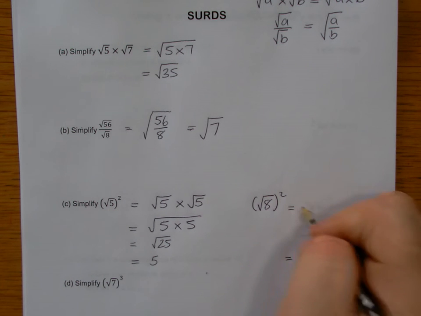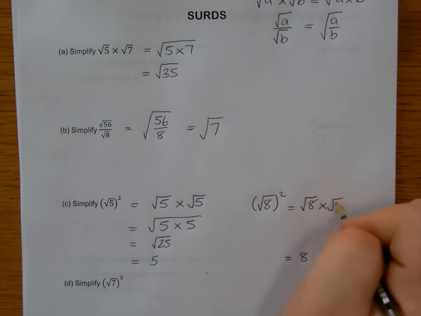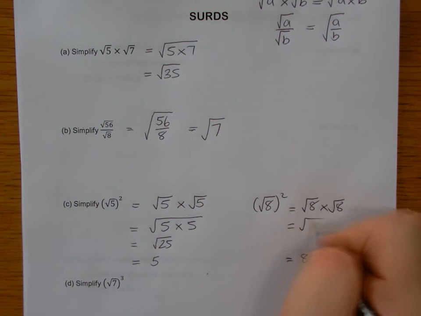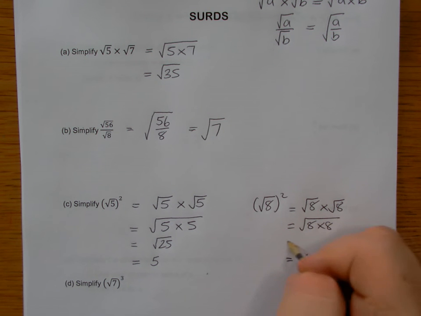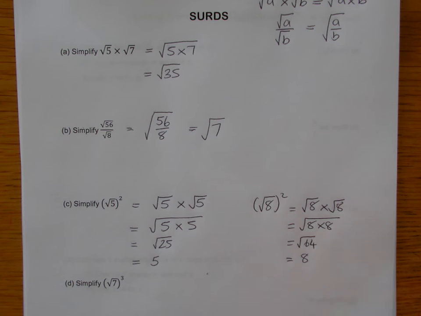Similarly here, you could prove it this way if you wanted to. Square root of 8 times square root of 8, and put it under one root, 8 times 8. So you get square root of 64 in there, which is 8.